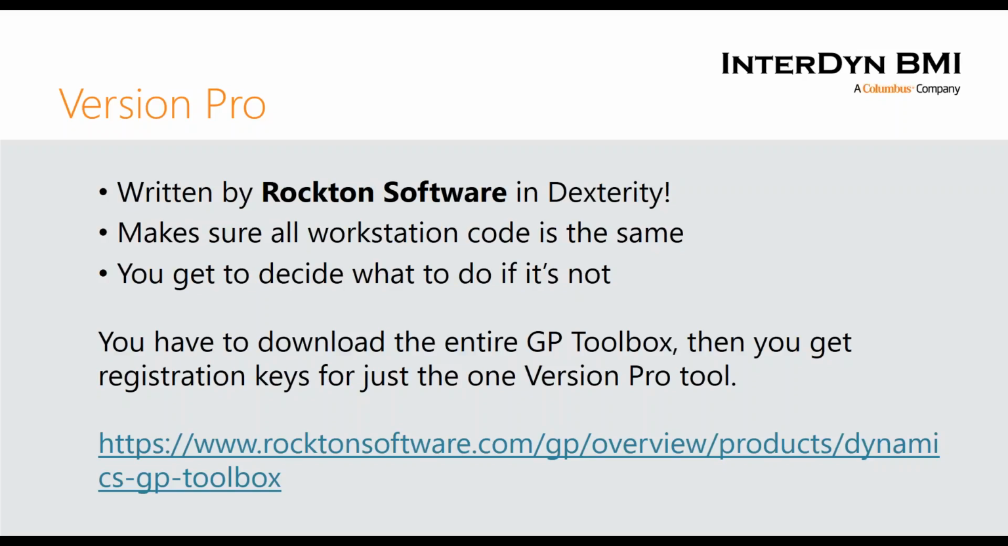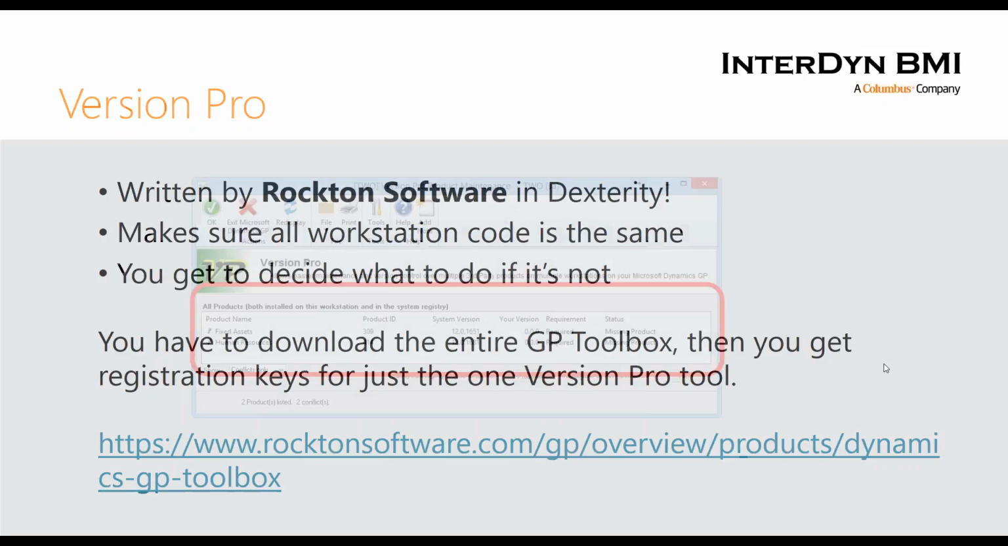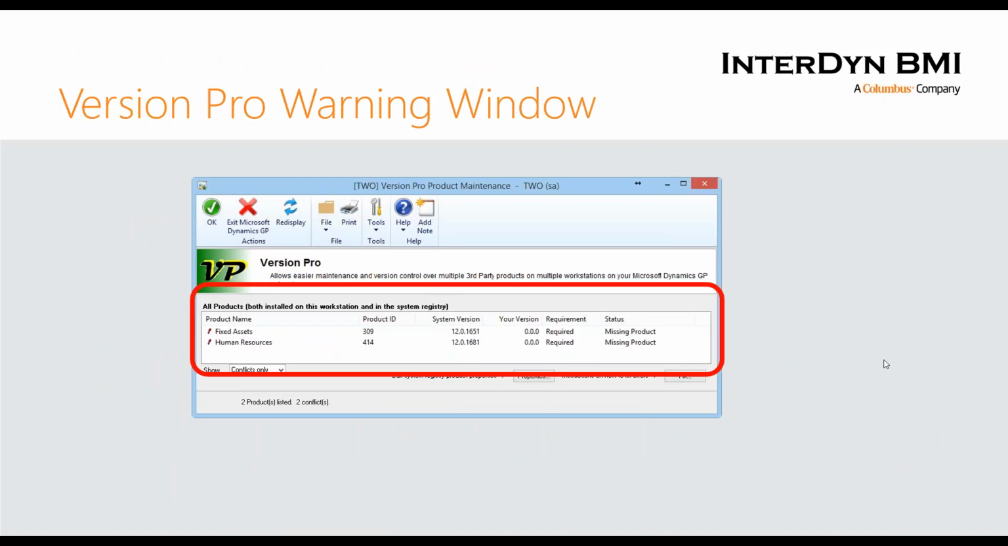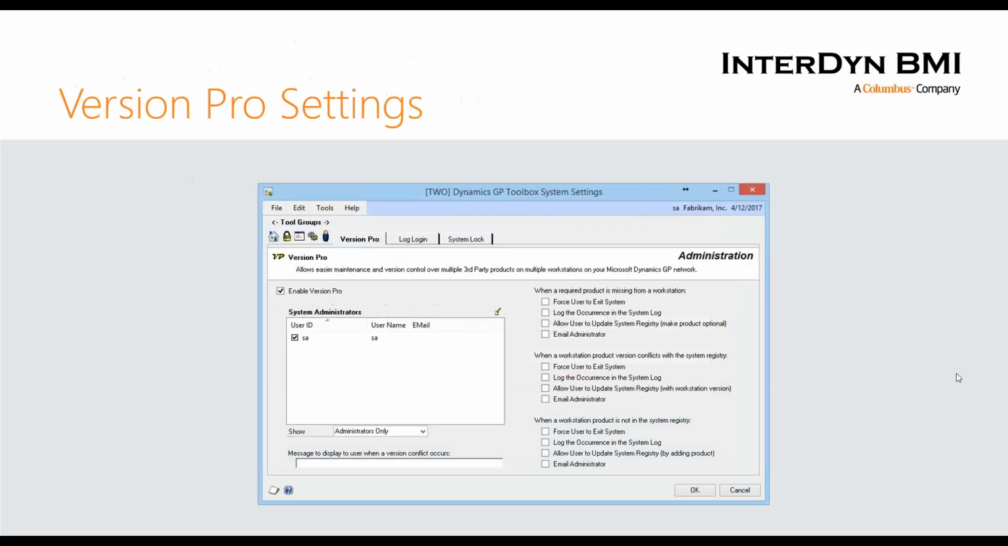What you have to do is go to their website and download the GP Toolbox. Now that is a paid for product, but what you do is go in to get that download and then email Rockton Software and they will give you the registration keys for this Version Pro tool. And then you load that on your server and it's going to tell you by workstation what's loaded so that you can try to keep consistency within your house. Here's a good example. This is some of the windows showing you where there are some discrepancies. Very cool. And again, you log in as an SA, as you can imagine. But this is starting to tell you what you want to check and how you are going to check it.